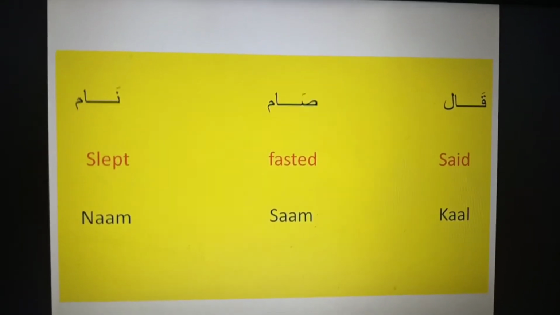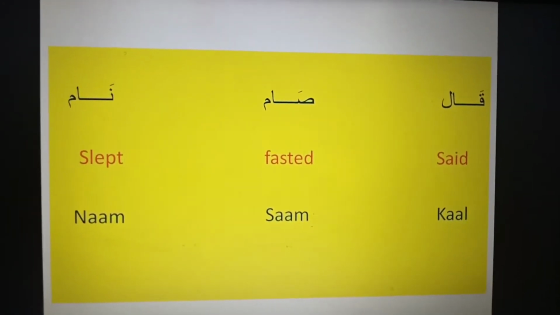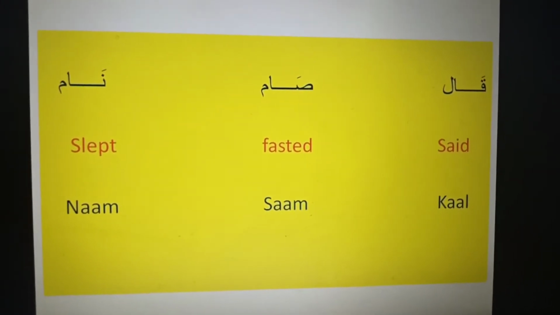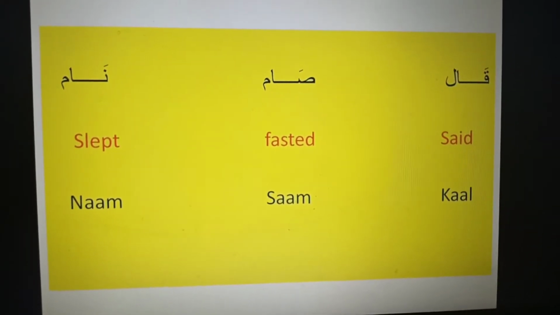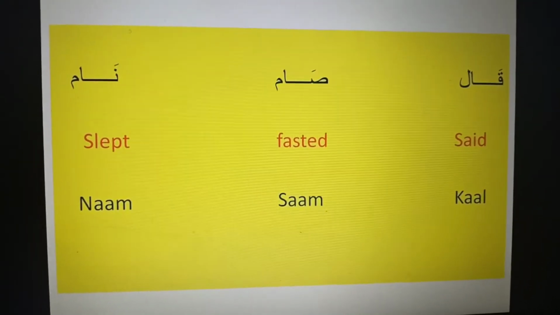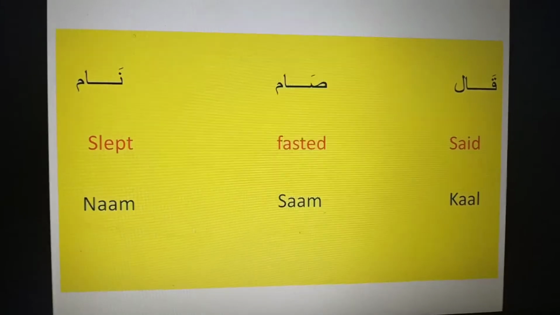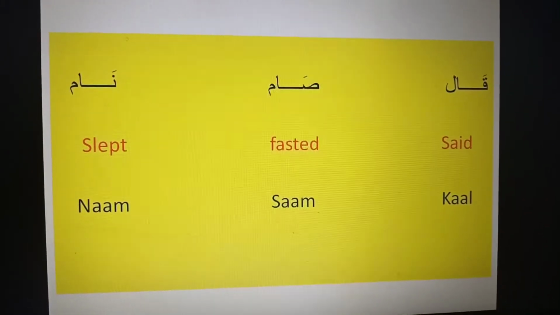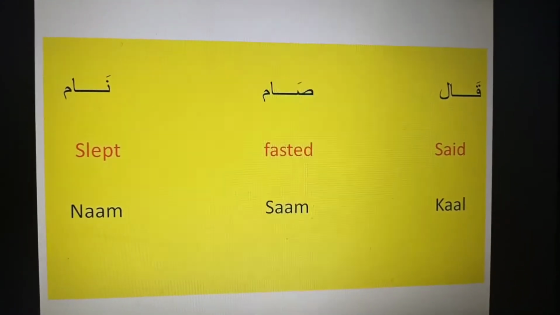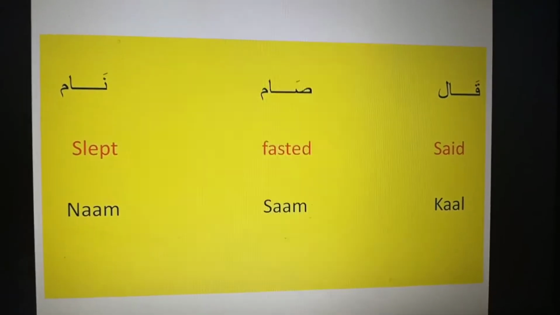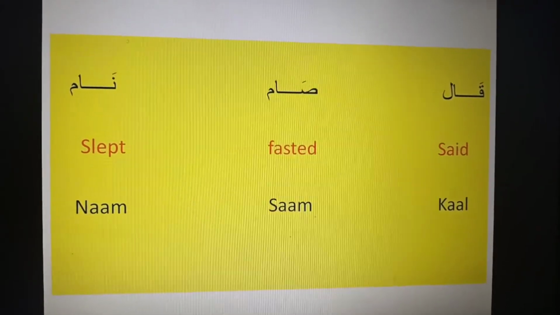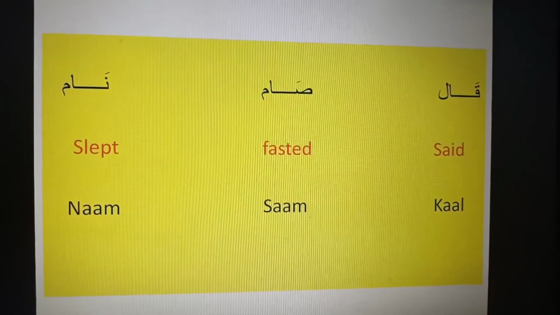We have 3 examples: qala on the right, sama in the middle, and nama on the left. Qala means said in English, or has said, and sama means fasted, and nama means slept. The common thing in the 3 examples is that each word has 3 letters, and the first letter in each of these words has a fatha on it.